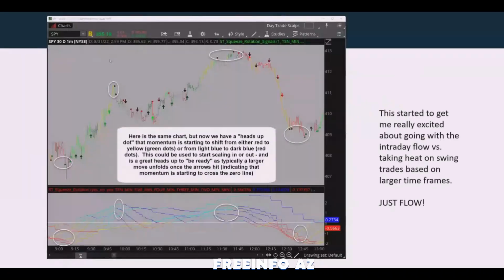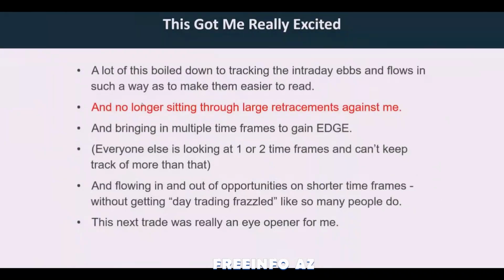Now, does it only work on the 1 minute chart? No. We'll talk about the time frames and stuff like that too. So a lot of this boiled down to tracking the intraday ebbs and flows in such a way as to make them easier to read.